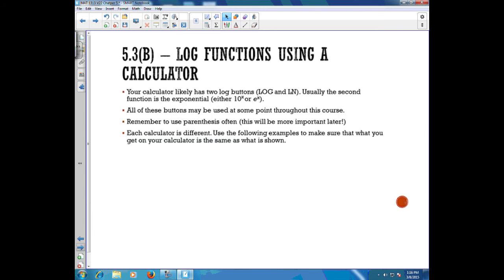When you're trying to find logs in your calculator, it likely has 2 log buttons, log and natural log, in the second function. All these buttons are likely going to be used at some point throughout this course. Remember that it's important to use parentheses, and I'll talk about when to do that and how to use them. It's going to be more important later. And also remember that each calculator is different, so use the following examples to make sure that you get on the calculator the same thing that I get.